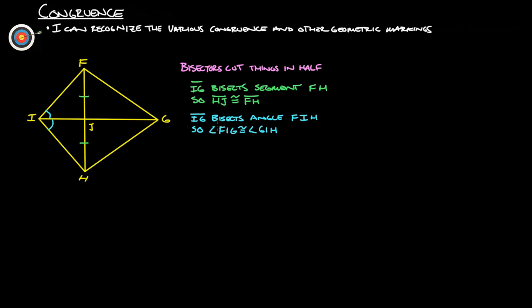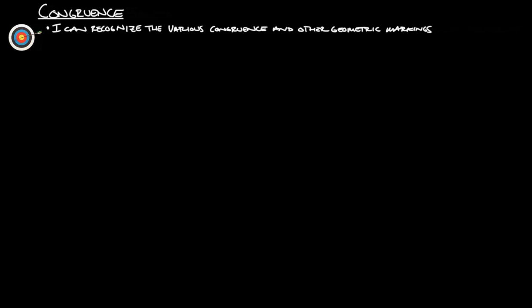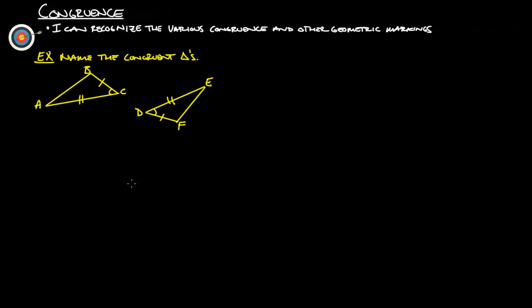Also, IG bisects the angle FIH. So that means that FIG and GIH are going to be congruent because it got bisected. It got cut exactly in half. Okay? Let's take a look at one example, and then we'll be all done with this here.